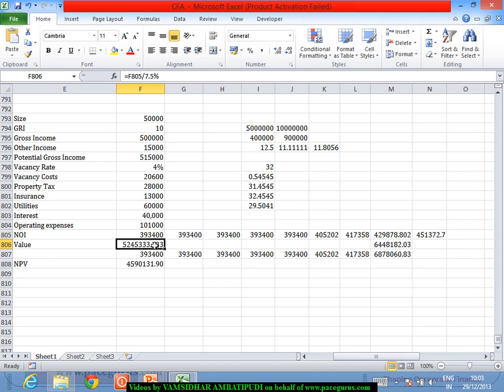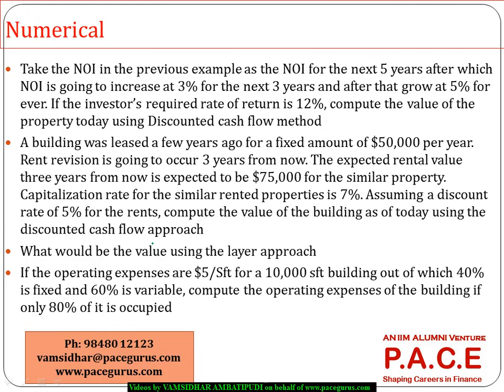NOI is growing at a different rate for each of the years. Though the first year NOI is the same, the growth rate in the NOI in each of the years is different. And though the cost of capital may be the same, the NOI growth rate is different in each of these cases, which has given rise to a different value using the direct capitalization method and a slightly different value using the discounted cash flow method. So that is how we use the discounted cash flow to compute the value of the property using the NOI.